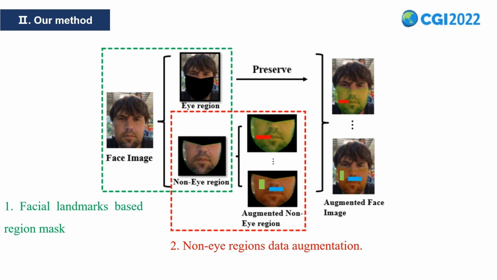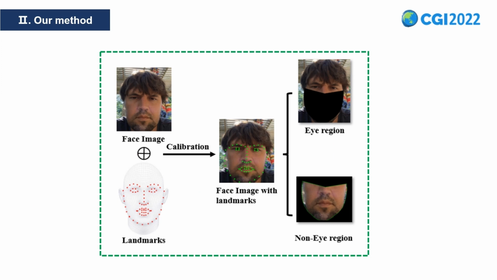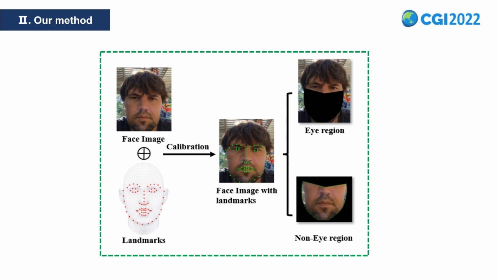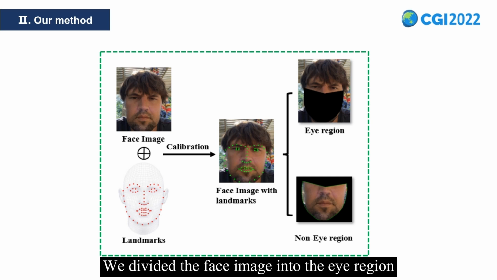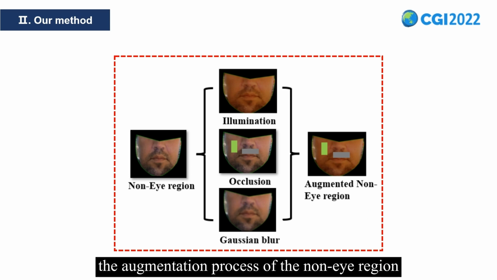We firstly use landmarks to get a face image with 68-point calibration, and we connect the number 1 to number 17 calibration points in turn to draw the face contour. We divide the face image into the eye region and non-eye regions using these calibration points. The red box shows the augmentation process of the non-eye region.